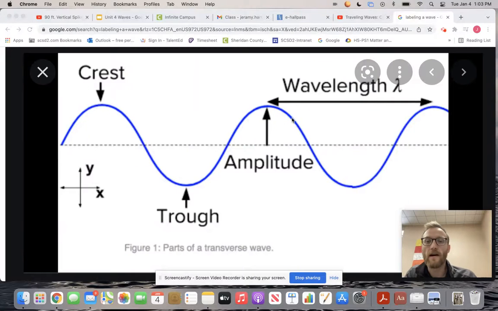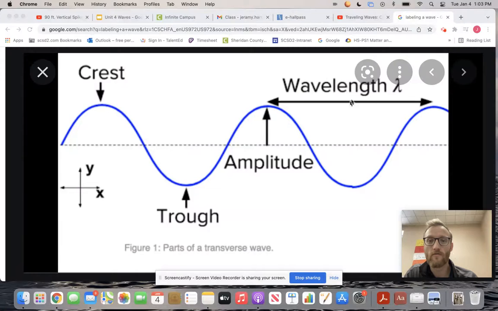Okay, and then finally, one of the more important things is wavelength. Okay, so wavelength is measured from crest to crest. We could also measure it from trough to trough. We could also start here and end it here. Really, when we talk about wavelength, it means it's one full cycle.